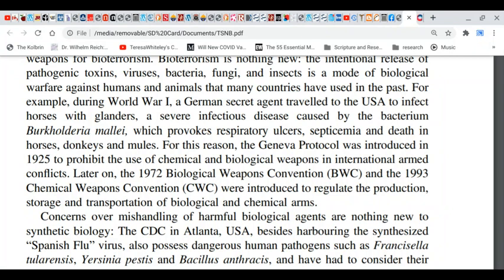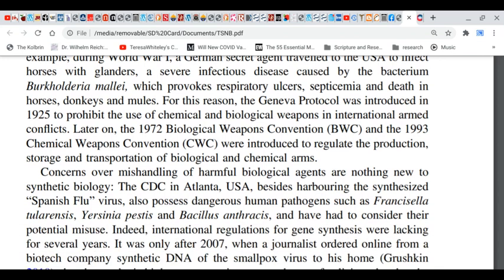Concerns over mishandling of harmful biological agents are nothing new to synthetic biology. The CDC in Atlanta, USA, besides harboring the synthesized Spanish flu virus, also possesses dangerous human pathogens such as Francisella tularensis, Yersinia pestis, and Bacillus anthracis, and has had to consider their potential misuse.